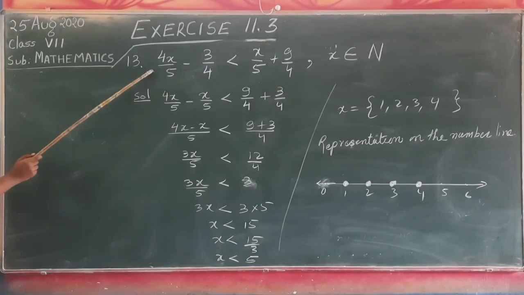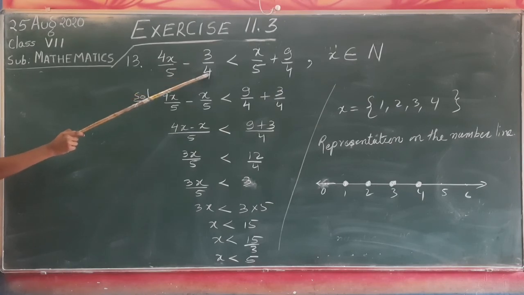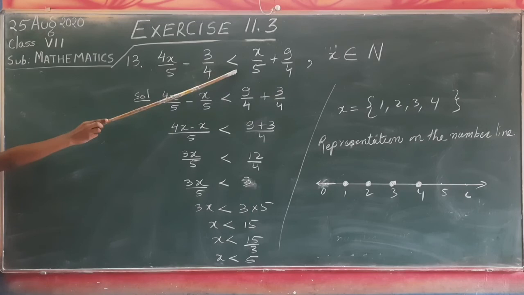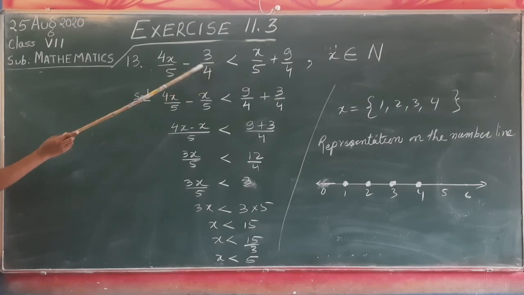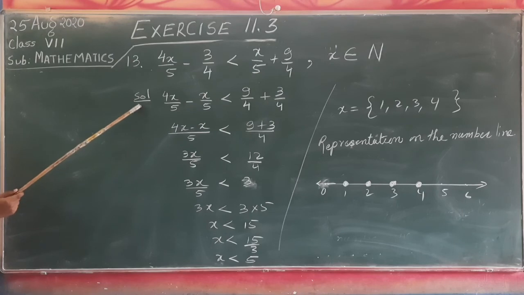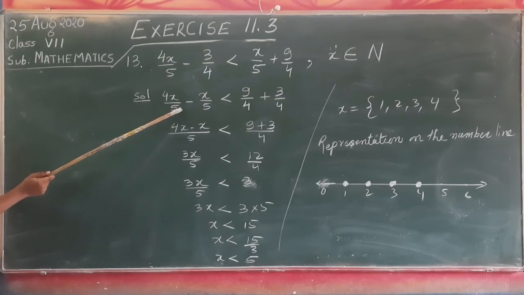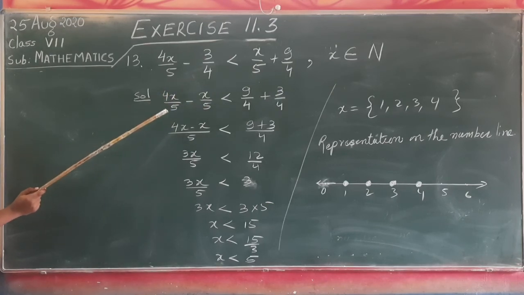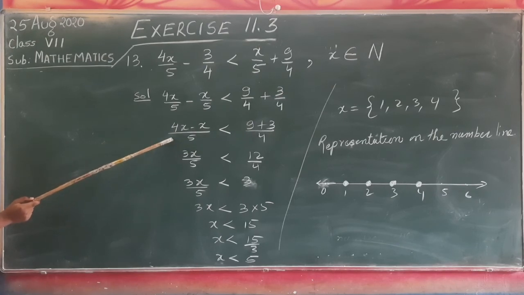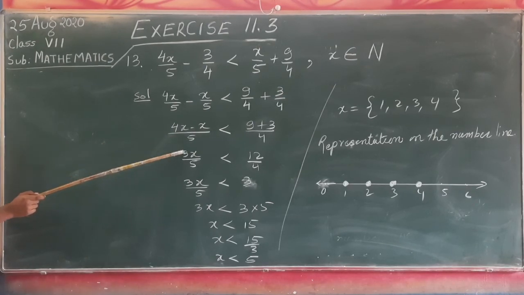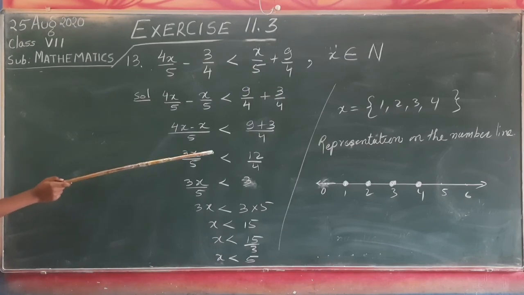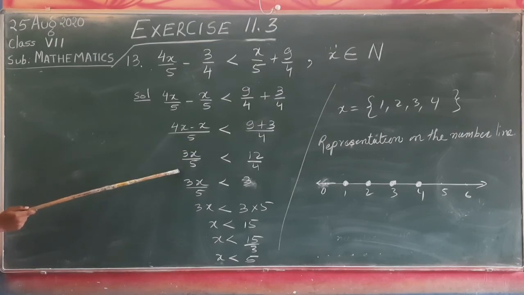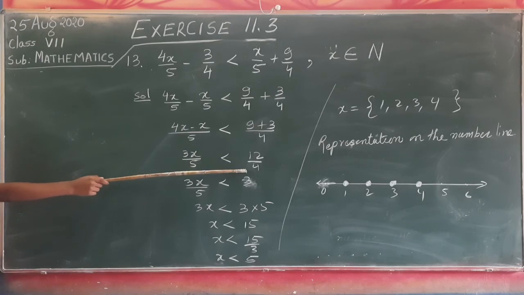13th question, 13, the last question of this exercise. 4x upon 5 minus 3 upon 4 is less than x upon 5 plus 9, and x belongs to natural numbers. And we will transpose it in the solution. One step is missing, so transpose it. All the x bring to the left-hand side and all the constants to the right-hand side. Both are fractions, so for the denominator you find the LCM. Since both are 5, we will write 5 straight away. And 4x minus x we will write on one side. On simplifying, we get 3x upon 5 is less than 12 upon 4.